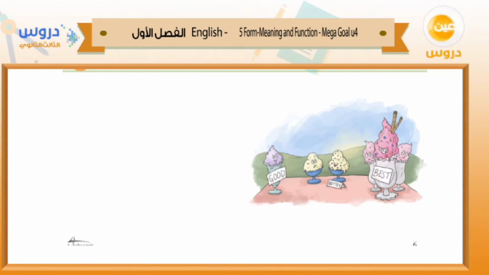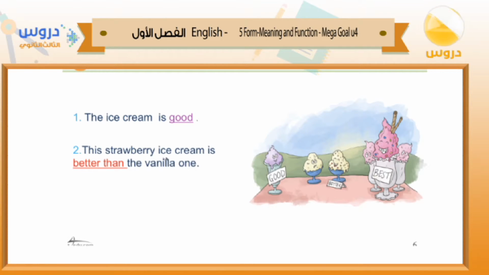Let's see the picture here. We have ice cream, or different flavors of ice cream. The first sentence here is that the ice cream is good. This strawberry ice cream is better than the vanilla one. Here the comparison is in this group, the two kinds of ice cream. The first one is strawberry ice cream, and this is the vanilla one, the vanilla flavor.